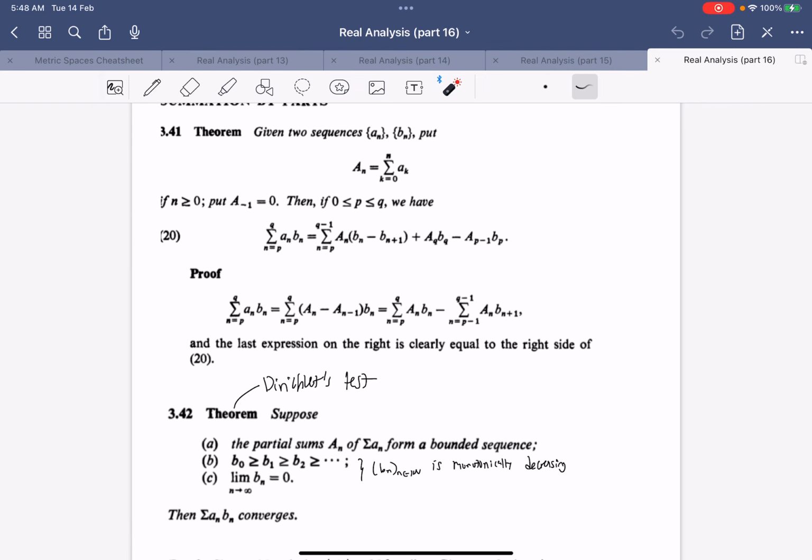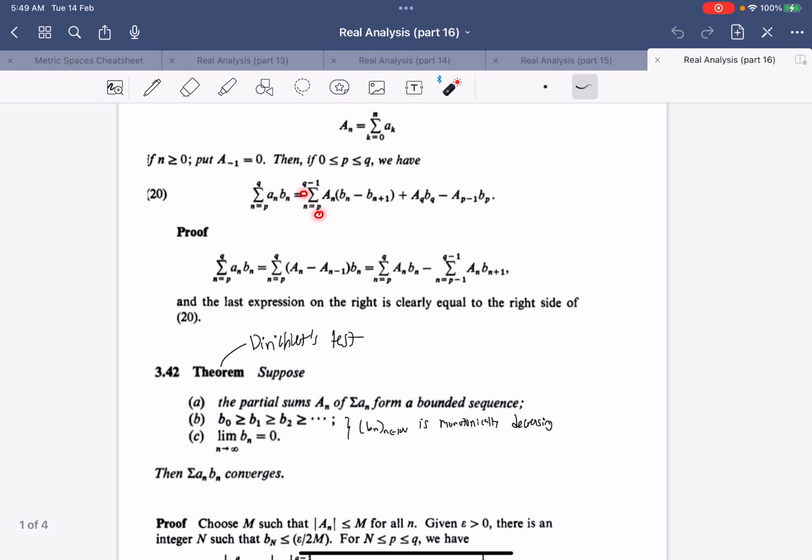And then you can just prove that this expression equals to over here. Because now you see here is from p to q minus 1. So you just need to take out the q term here, and add in the p term here. And then you're done. Which is how you get this following result.